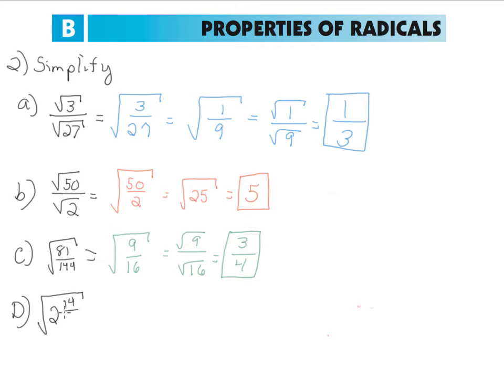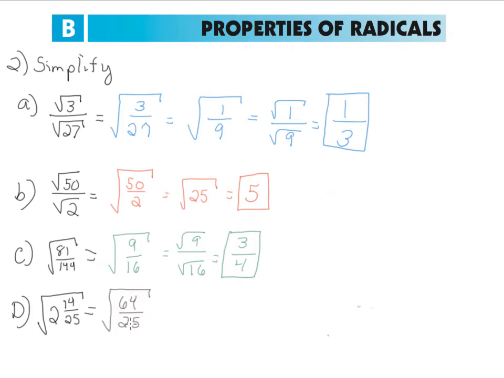What if I gave you a mixed number? So let's say I asked you to find the square root of 2 and 14/25. First thing you must do is rewrite the mixed number as an improper fraction. So I have to take 2 times 25 and add 14, and I'm going to write that 64 over our original denominator of 25.